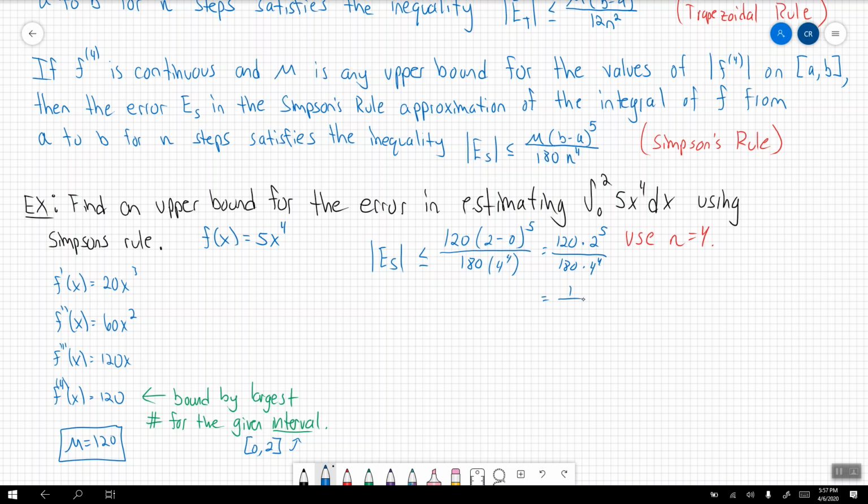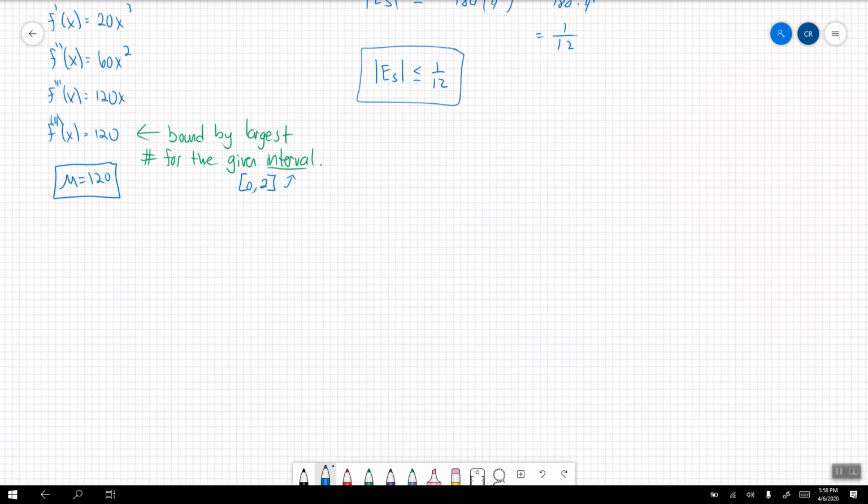I believe this simplifies down to 1/12, which means that the error for Simpson's rule, if we were to use n equal to 4, would be this error here. That would be the difference between the approximation and the true value for that integral. So without actually doing the integration, we're just finding the error and seeing which n value would get us a more accurate approximation. The smaller the error, the better the approximation is. Now let's look at a different example.